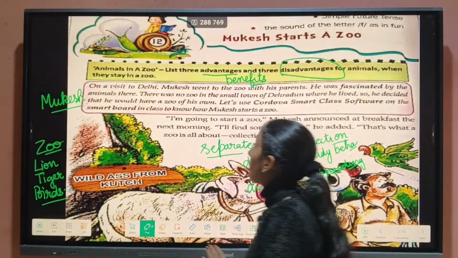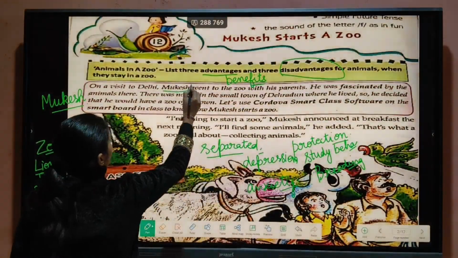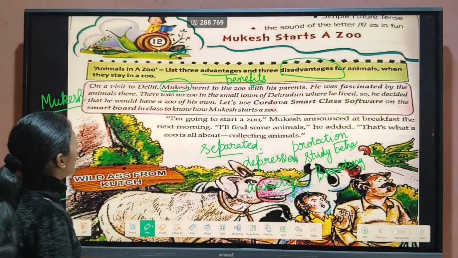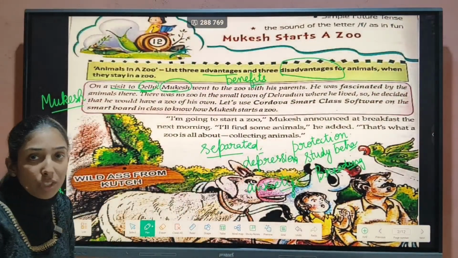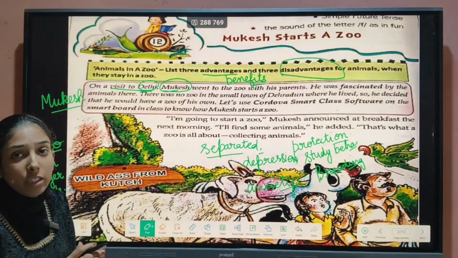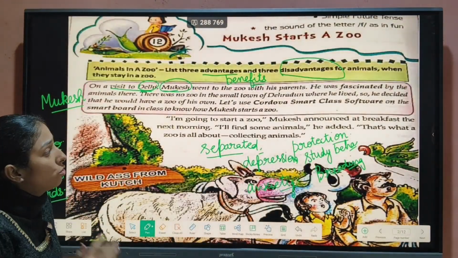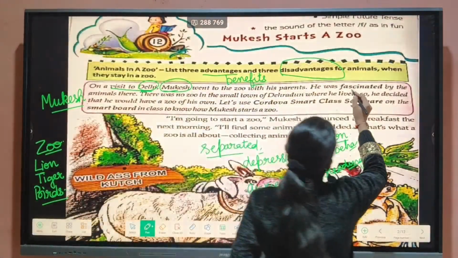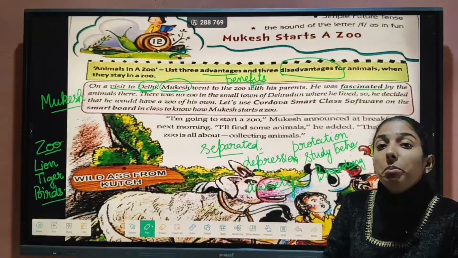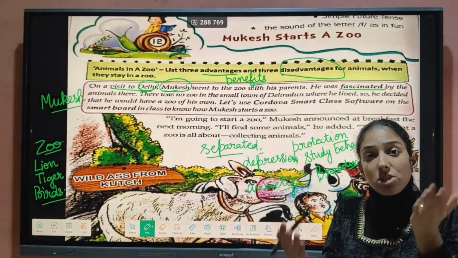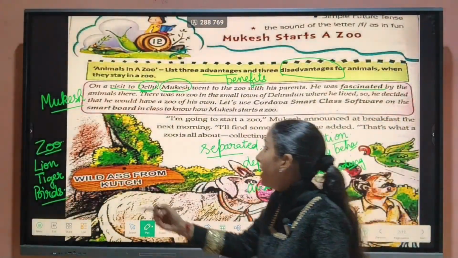So in this chapter, what is there? A boy is there whose name is Mukesh. He once visited a zoo in Delhi with his parents. He visited a zoo there. He was fascinated by the animals there. Fascinated means he was extremely happy seeing a lot of animals at one place.